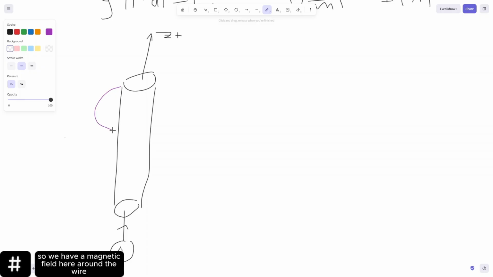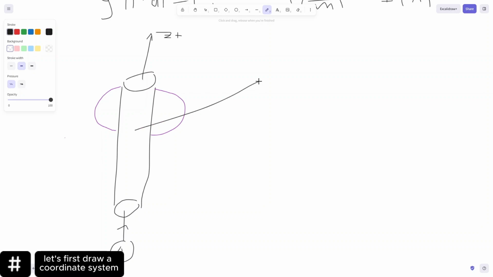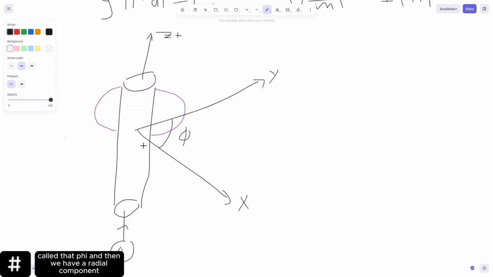So we have a magnetic field here around the wire. In this magnetic field, we want to measure the intensity of the field. We know that it's related to the current, but how can we define it? Let's first draw a coordinate system, with the y and the x-axis. As you can see, this problem is better suited to cylindrical geometry. Let's define what that means. We have an angle here between y and x, call that phi. And then we have a radial component, let's call that p.